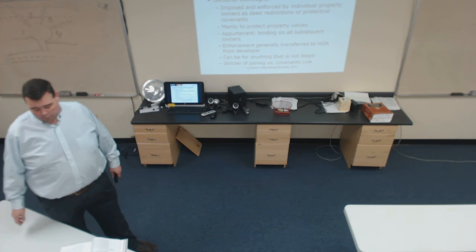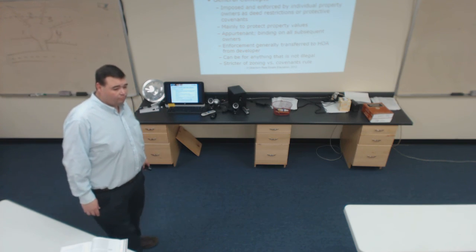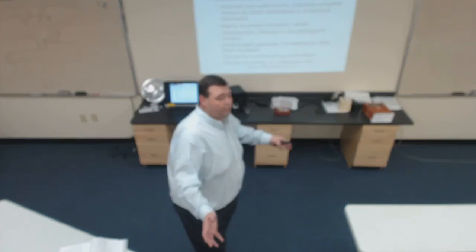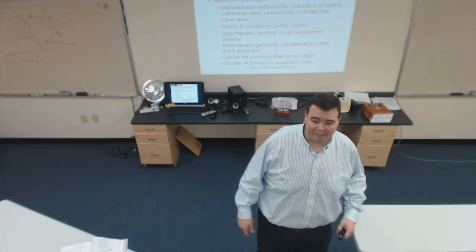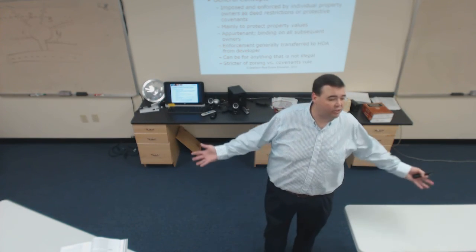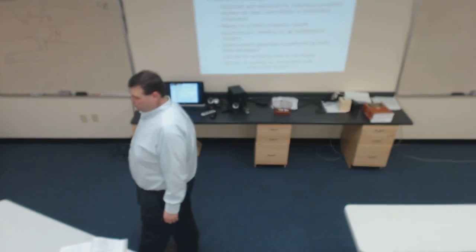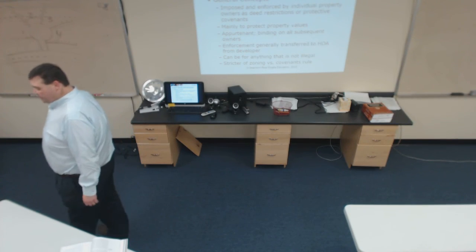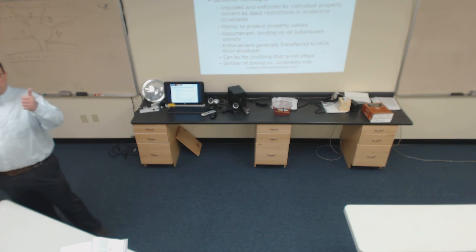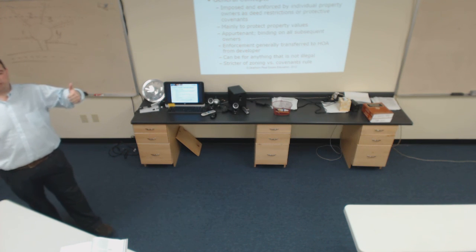Last thing in this chapter, private land use controls. Covenants. Whole chapter about public ones. Now we got one page about private ones. These are covenants. Subdivision covenants, restrictive covenants. Here's what you need to know about them. They are enforced by other property owners.